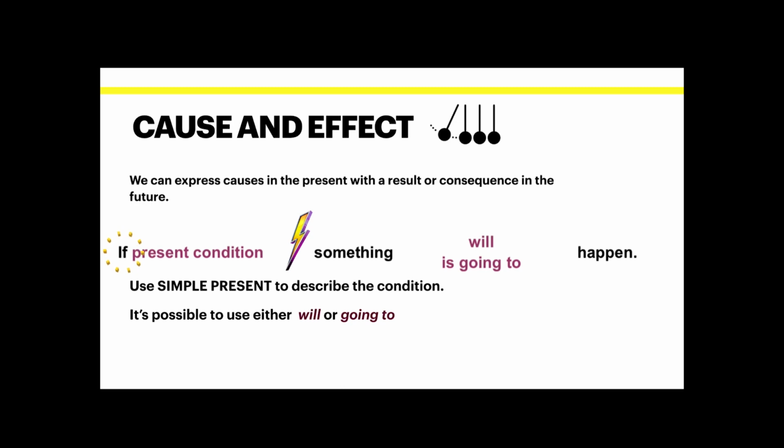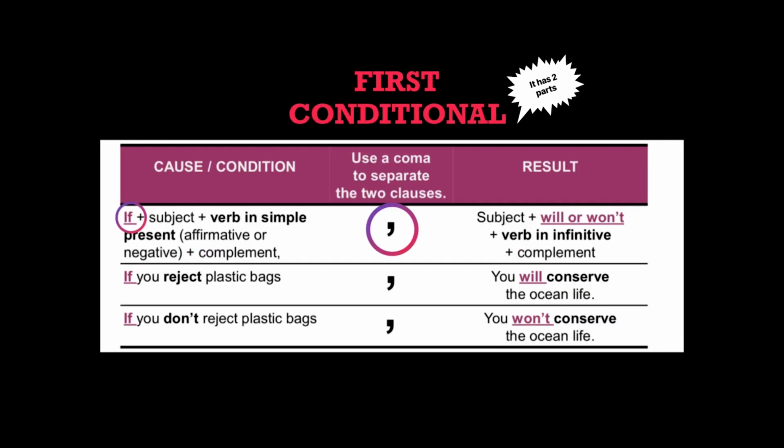The sentence is divided into two. The first part, the condition, starts with if, and then you mention the idea in present simple. The second part starts with will or with going to, and then it is followed by a verb in infinitive, as we checked before.